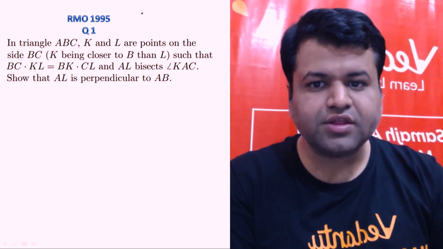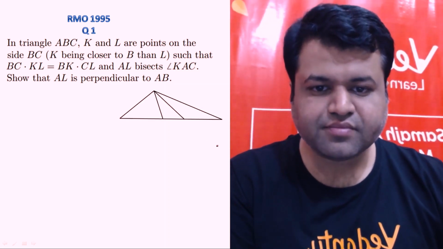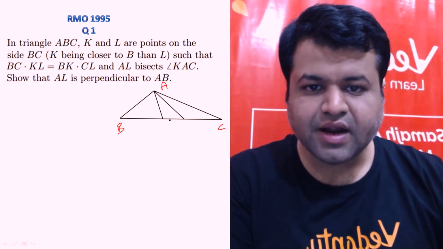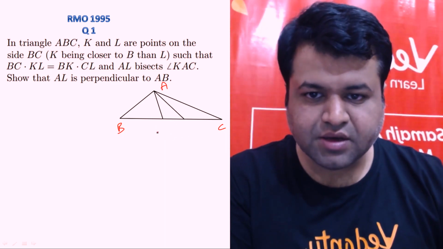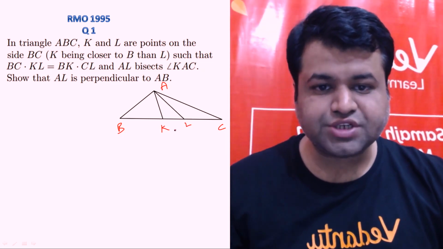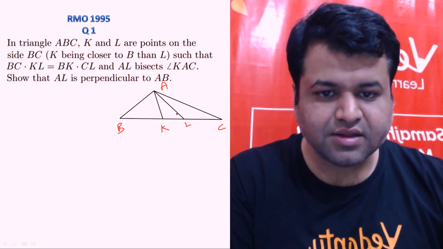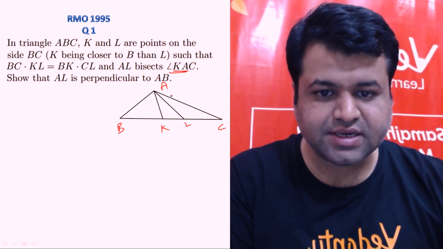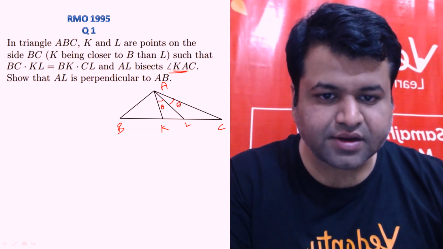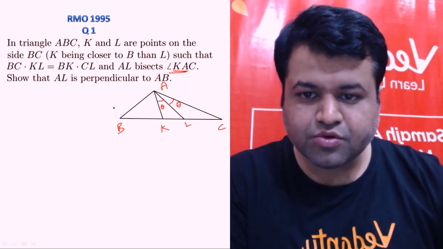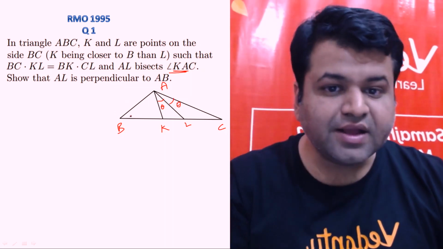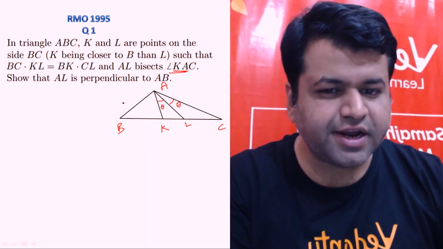So let's first draw the figure of this question, right? Let's assume that this is triangle ABC, and K and L are 2 points on the side BC, K being closer to B than L, okay? So this should be K and this should be L, as mentioned in the question. And this AL is bisecting angle KAC, as it has been written here. So if this is theta, this should also be theta, right? And we need to prove that AL is perpendicular to AB, okay? This is giving a lot of hints.